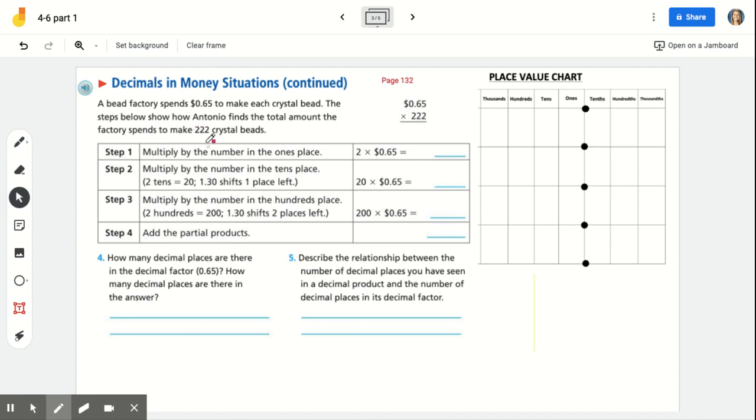Okay, so 222 crystal beads, and spending 65 cents to make one crystal bead each, which means we are going to be multiplying, and the multiplication sentence is set up for you on the side. 65 cents times 222. And just previewing the table, we have 4 steps that they're going to have us do in order to solve this multiplication sentence. And I'm already previewing the steps over here. I see 2 times 65 cents, 20 times 65 cents, and 200 times 65 cents.